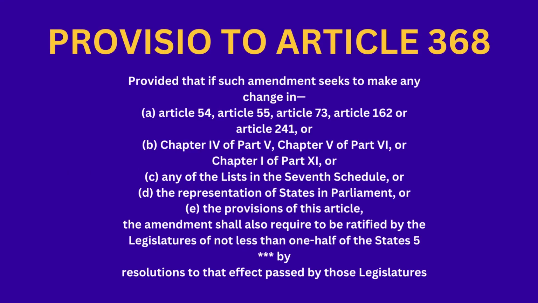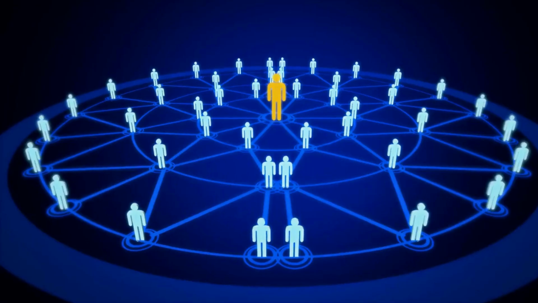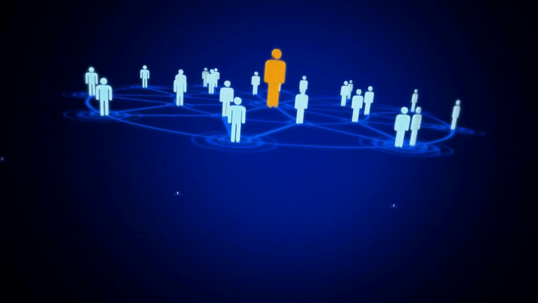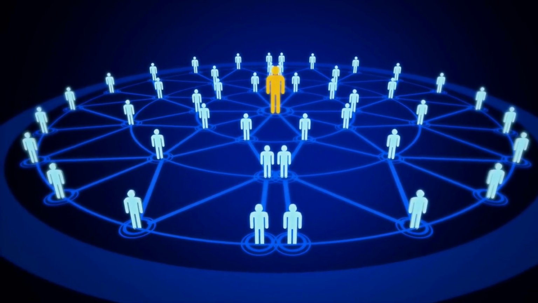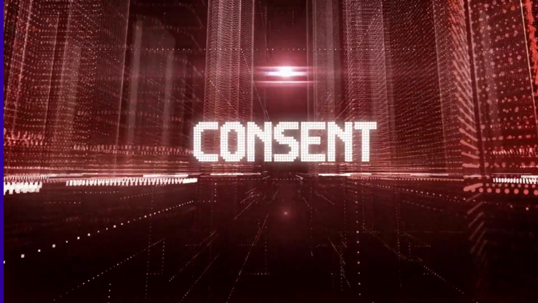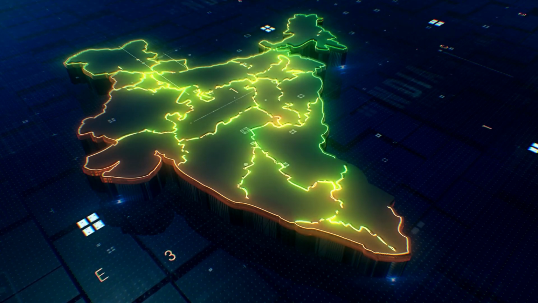Now let's have a look at the second requirement under Article 368, that is by special majority and consent of states. If any amendment that is brought about by the Parliament affects the federal structure, then the amendment bill has to be passed by both the Houses of Parliament separately by special majority, and along with this, it must also be ratified by at least half of the state legislatures. That is, at least 14 out of 28 state legislatures should vote in favor of the bill. Once this minimum threshold is reached, the bill is considered passed and can be sent to the President for his or her assent.